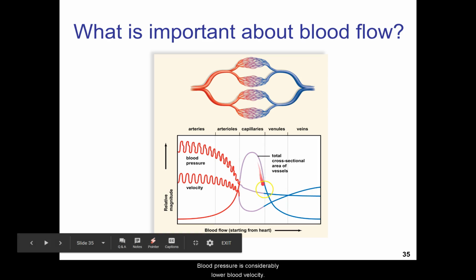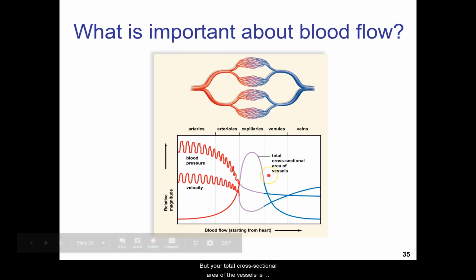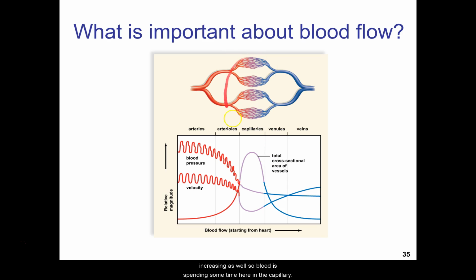Blood velocity is increasing, but your total cross-sectional area of the vessels is increasing as well. So blood is spending some time here in the capillaries. But the main thing I want you to notice is blood pressure is quite low through the capillaries, and it stays low through the venules, and through the veins.